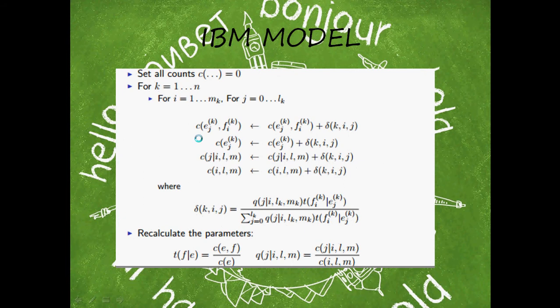Then here is an algorithm indicating how to calculate t, which is the translation model probability, and q. But I will not talk about this mathematical formula here.